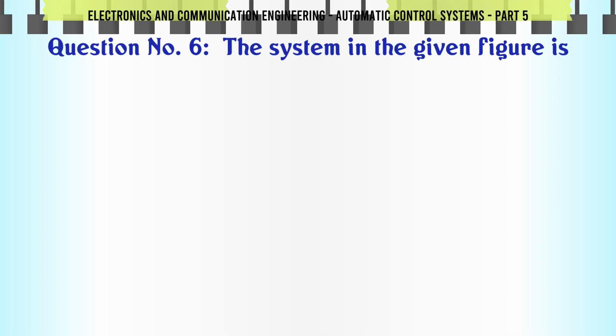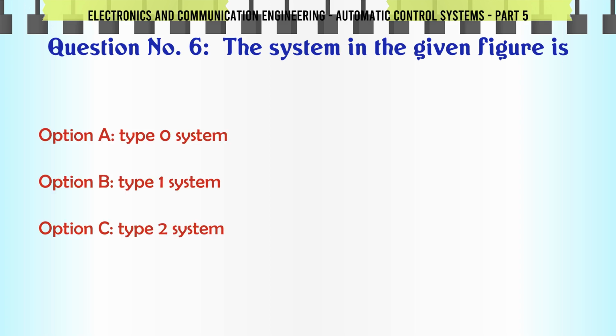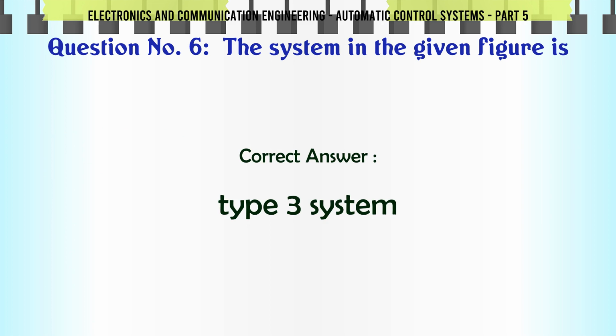The system in the given figure is A. Type 0 system, B. Type 1 system, C. Type 2 system, D. Type 3 system. The correct answer is Type 3 system.